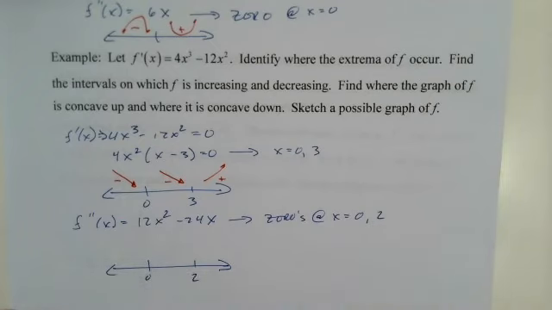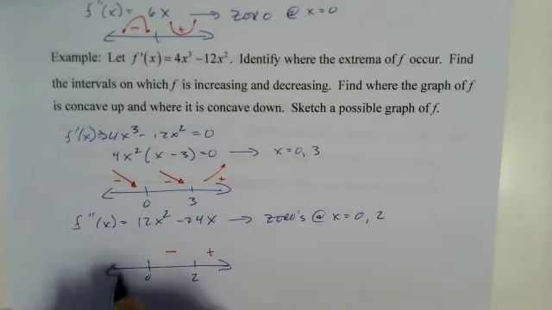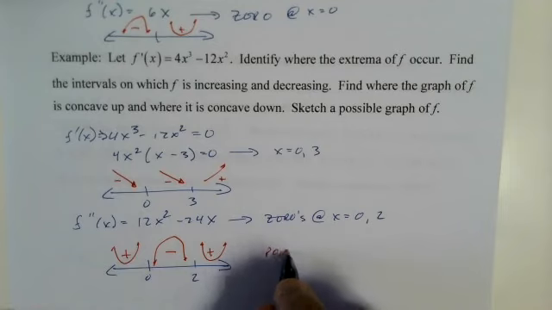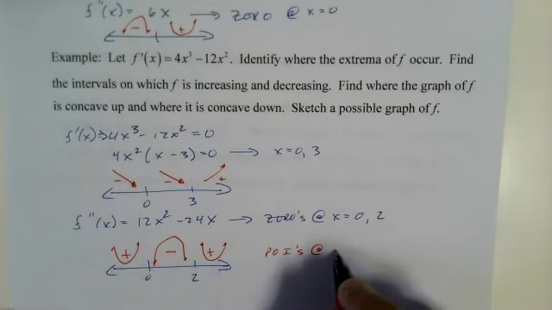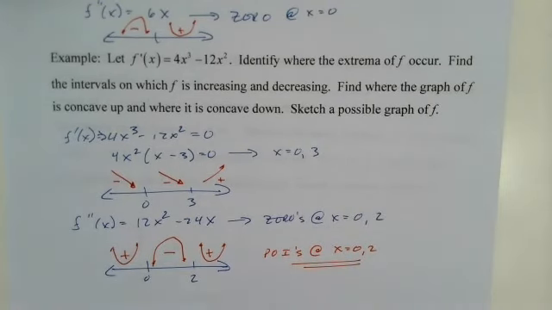0, comma 2. Plug in 1: 12 minus 24, negative. Plug in 3, plug in a gazillion, that's going to dominate, positive. Plug in a negative gazillion, that's going to dominate, positive. So this is concave up, concave down, concave up. These are points of inflection at x equals 0, comma 2. So this graph is concave up.